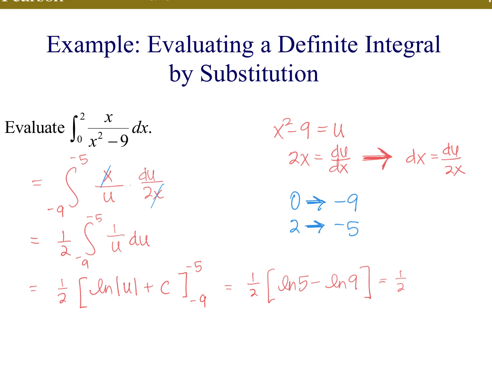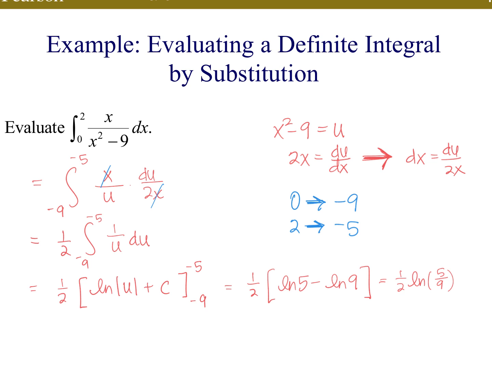Which can be simplified to half of the natural log of the fraction 5 over 9. So remember, this represents the amount of area bounded under the original curve between 0 and 2. So it'll be the irrational number 1/2 ln 5 over 9.